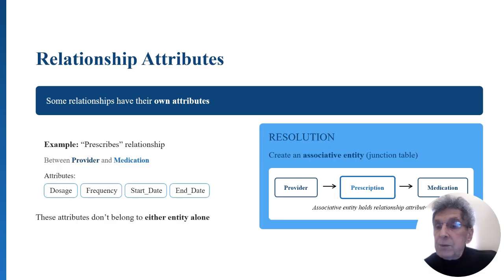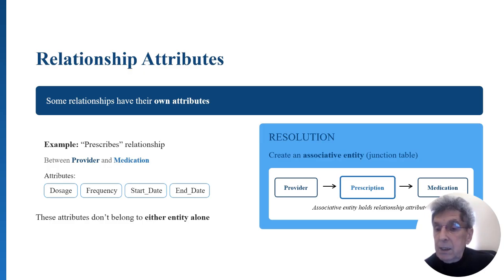Here's something that surprises some students. Relationships themselves can have attributes. Consider the prescribes relationship between the provider and medication. Or more accurately, between provider, medication, and patient. It's really ternary. What information is specific to this relationship? Dosage, take 500 milligrams. This isn't an attribute of the medication itself. The medication exists in many dosages, and the patient doesn't have an inherent dosage. It's an attribute of this prescription.